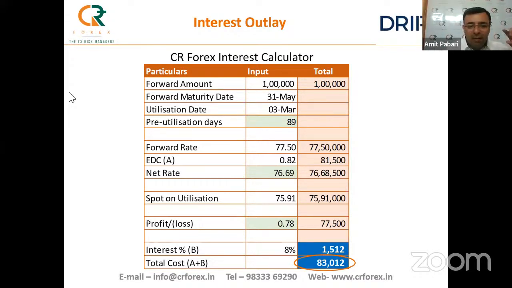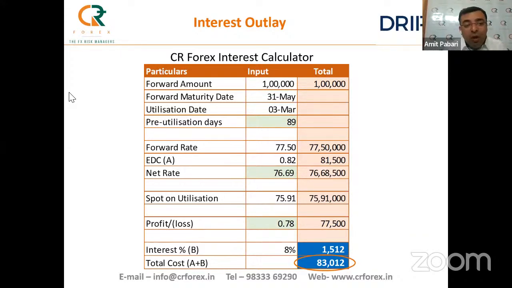This interest rate that is charged, that is charged on the profit. Okay? So how will you compare profit? The forward rate you have got is 76.68, so the net rate comes to 76.68. If you convert $1 lakh, you will get 76,68,500. If you had taken the money on the spot, you would have got 75.91. So between the forward rate and the spot rate, that is a difference, which comes to 77,500.